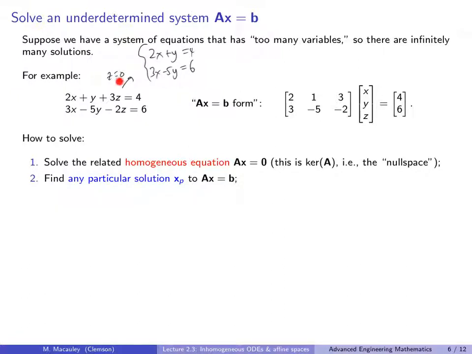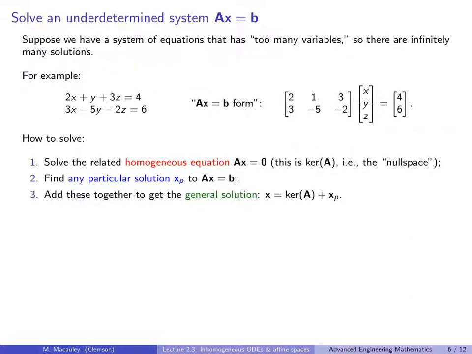Now we didn't have to set z to be 0. We could have set it equal to be 1, or we could have set x to be 0. Once in a while we get unlucky and we can't solve this, but generally this is going to work. Once you have these two things, both the null space or the kernel and any particular solution, then you just add them together and you get the general solution, the set of all possible solutions. X is just the kernel of A plus XP.